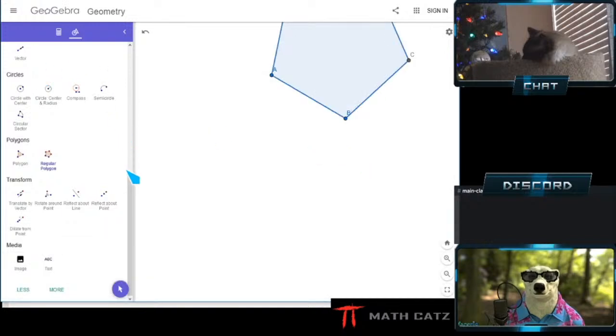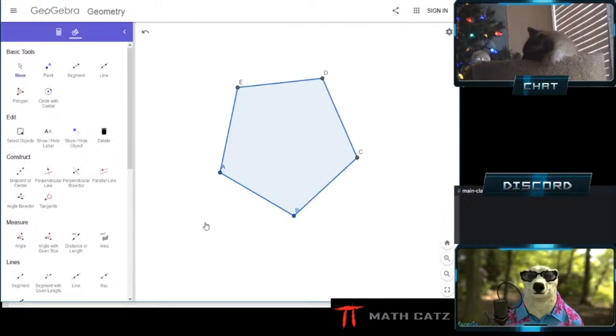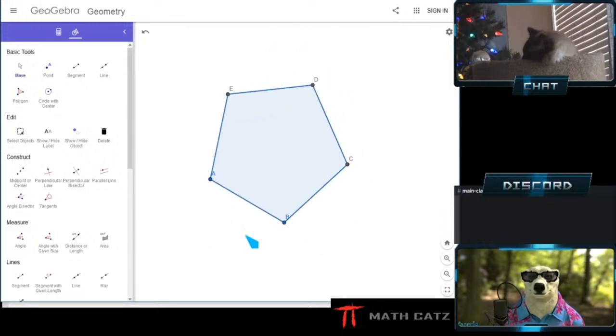Sweet. Let's just move that around a little bit. Look at that beautiful thing. Regular. Now, of course, it's a lot of work.